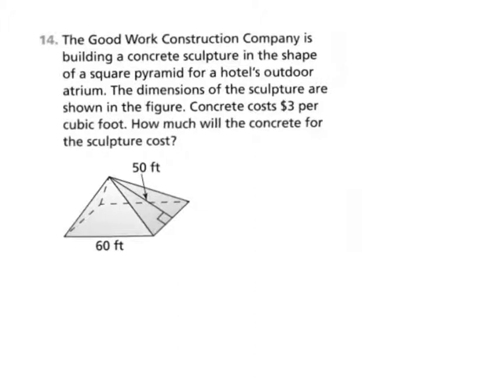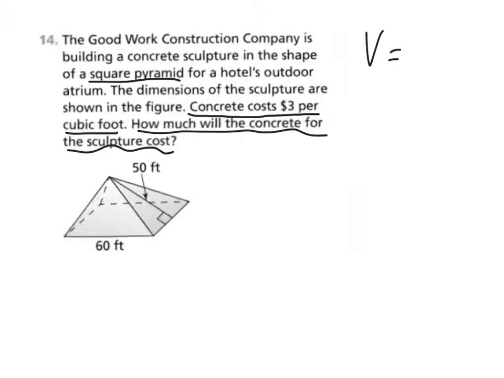Number 14, the Good Work Construction Company is building a concrete sculpture in the shape of a square pyramid for a hotel's outdoor atrium. Dimensions of the sculpture are shown in the figure. Concrete costs $3 per cubic foot. How much will the concrete for the sculpture cost? All right, so they're talking about cubic feet of concrete. Cubic feet is dealing with volume. Cubic units always volume.